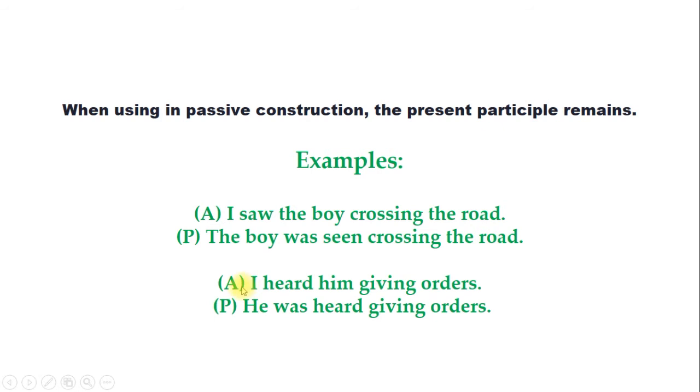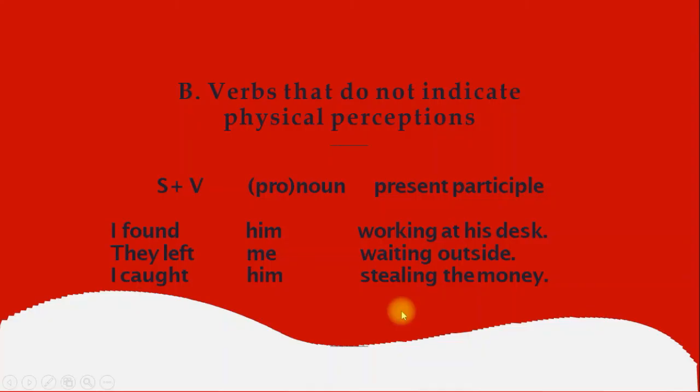And the second sentence, I heard him giving orders. The passive construction becomes he was heard giving orders. He from him, was the auxiliary, heard becomes the past participle heard, and giving orders is the same as in the active sentence.